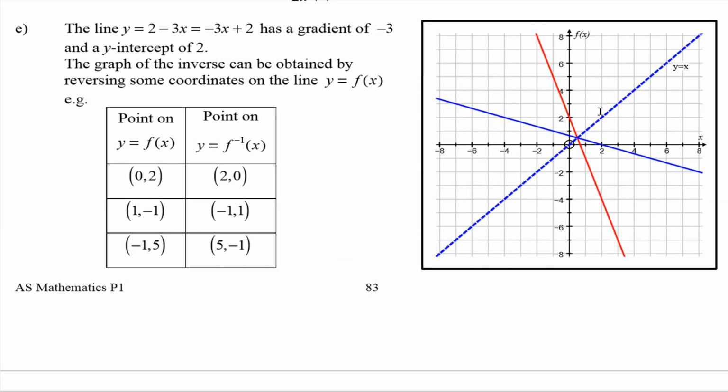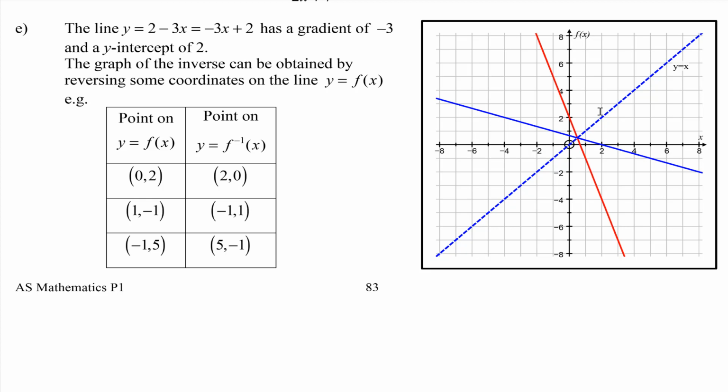So the original function is y equals 2 minus 3x. That's got a gradient of negative 3 and a y-intercept of 2. That is the red line you see on this graph here, gradient negative 3, y-intercept of 2. Now you can go the algebraic way, and we've already worked out what f to the minus 1 of x is, but probably easier is to just do the point method that I've got here.